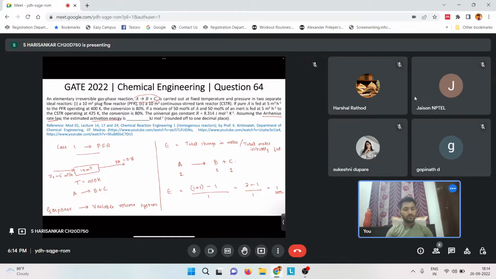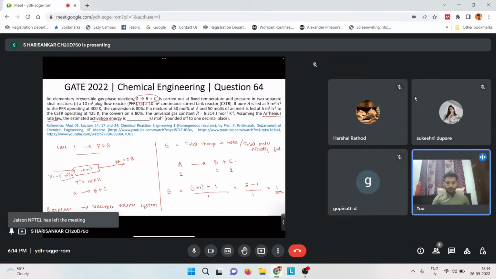So let's take case 1 as the PFR case. They have given us all these data. They have given the volumetric flow rate as 5 meter cube per hour. They have given the volume, 10 meter cube. They have given the conversion as 0.8 and the temperature as 400 Kelvin. One thing we need to note here is it is a gas phase reaction. Gas phase means it's a variable volume system. So for a variable volume system, we need to find the epsilon.